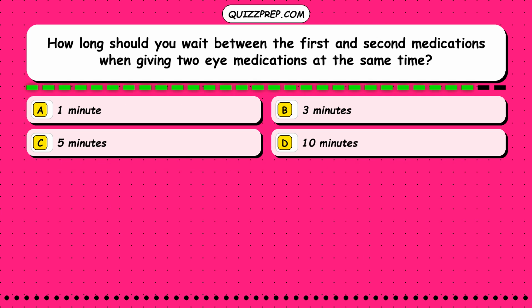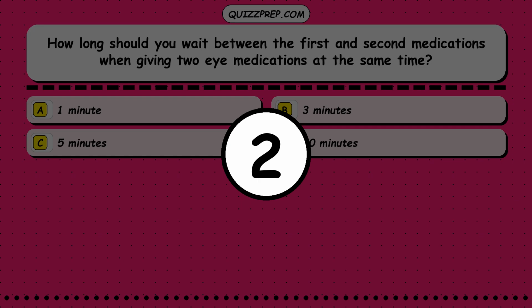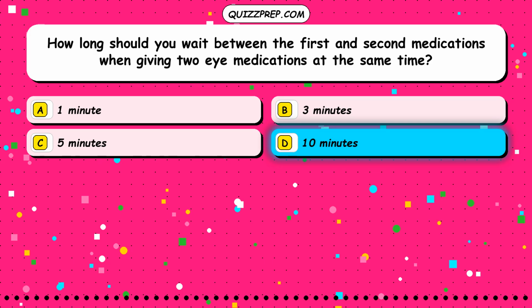Question 178. How long should you wait between the first and second medications when giving 2 eye medications at the same time? Option A, 1 minute. Option B, 3 minutes. Option C, 5 minutes. Option D, 10 minutes. The correct answer is option D, 10 minutes.